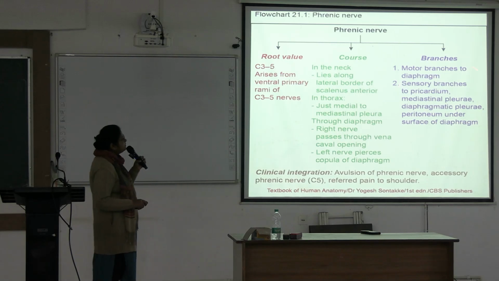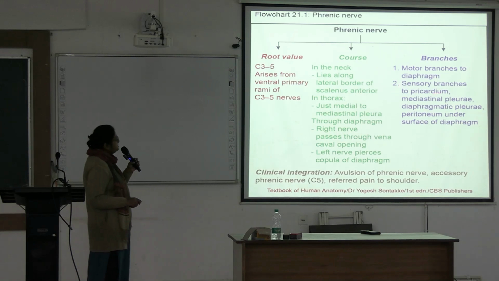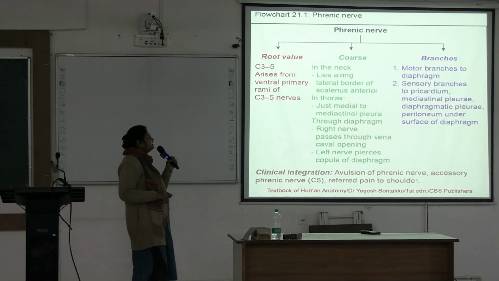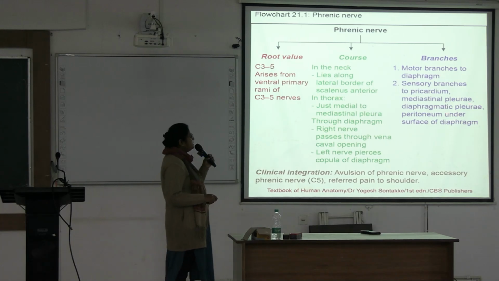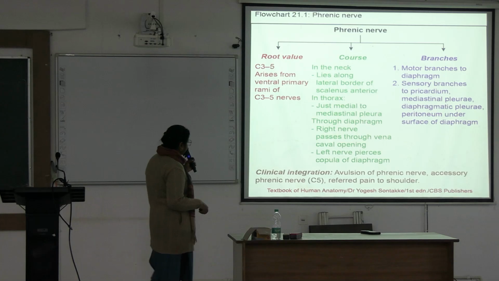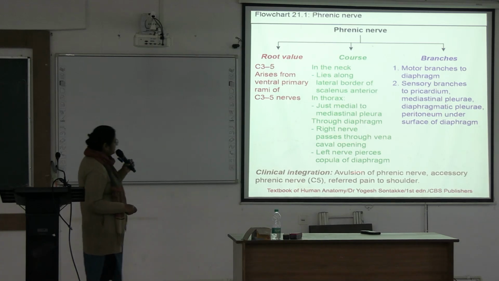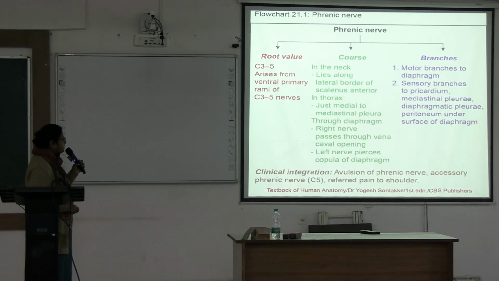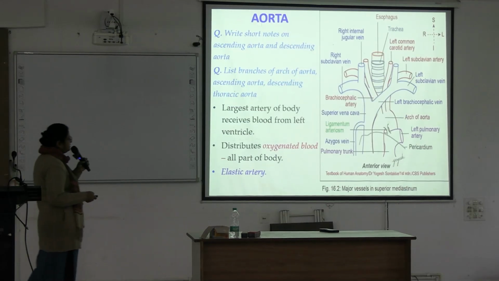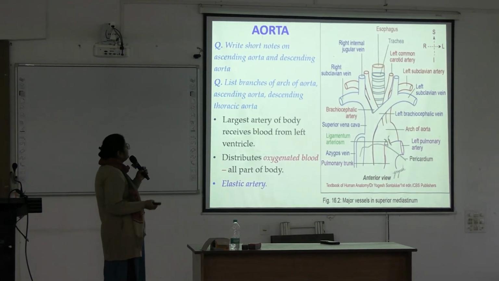It gives motor branches to the diaphragm and sensory branches to the pericardium, mediastinal pleura, diaphragmatic pleura, and peritoneum on the undersurface of the diaphragm. Okay. And these are the clinical aspects: avulsion of phrenic nerve, accessory phrenic nerve, referred pain to the shoulder. Next, we are going to aorta.